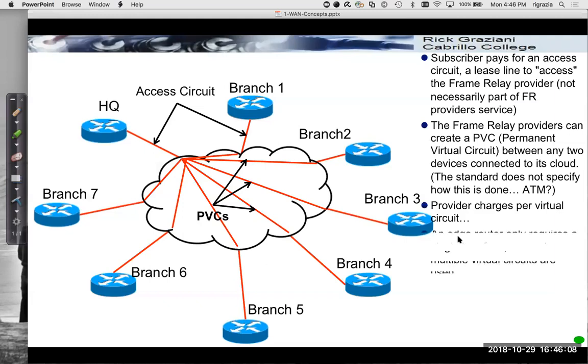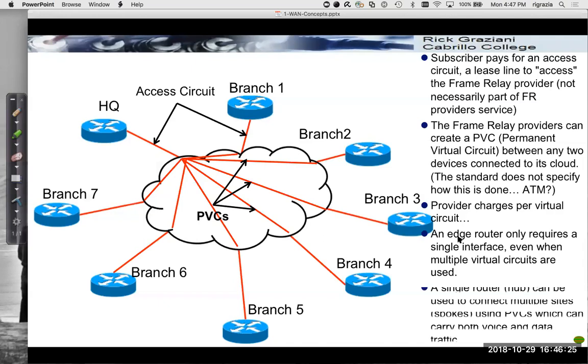Okay. All right. So in this case here, instead of full mesh, everybody is connected to HQ. Everybody has a permanent virtual circuit between the branch and HQ. So if we need branch 1 to talk to branch 2, it's got to go through HQ. So the branches are known as spokes, and HQ is known as the hub.